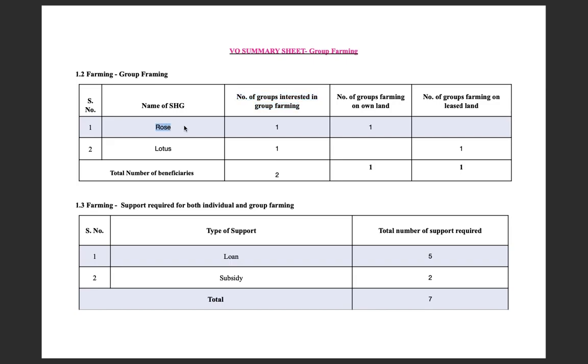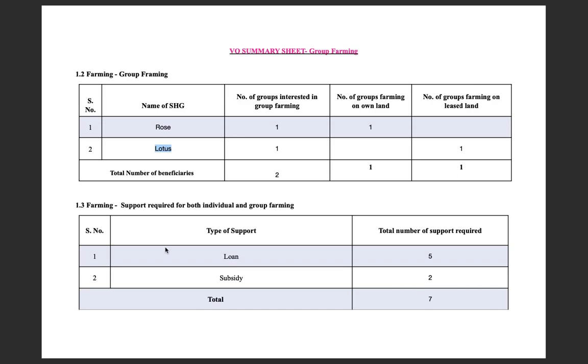In a very similar way, in Rose SHG, 3 people who wanted to be in one group and wanted to start group farming have to be written here as 1. Now, out of these, in Rose SHG they want to start group farming on their own land, while in Lotus SHG they want to start group farming on leased land. So the total number of beneficiaries comes about as 2: who want to do it on own land 1, and who want to do it on leased land 1.